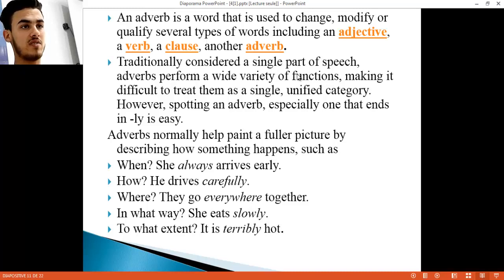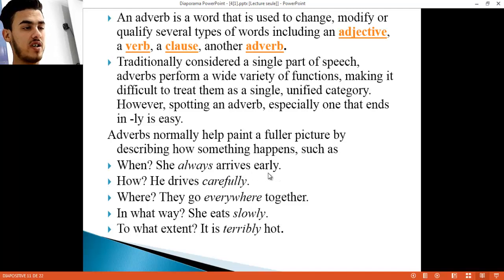Traditionally considered as a single part of speech, adverbs perform a wide variety of functions, making it difficult to treat them as a single, unified category. However, spotting an adverb, especially when it ends with ly, is very easy. Adverbs normally help paint a fuller picture by describing how something happens, such as giving information about time or when something happens. Here we have, she always arrives early.